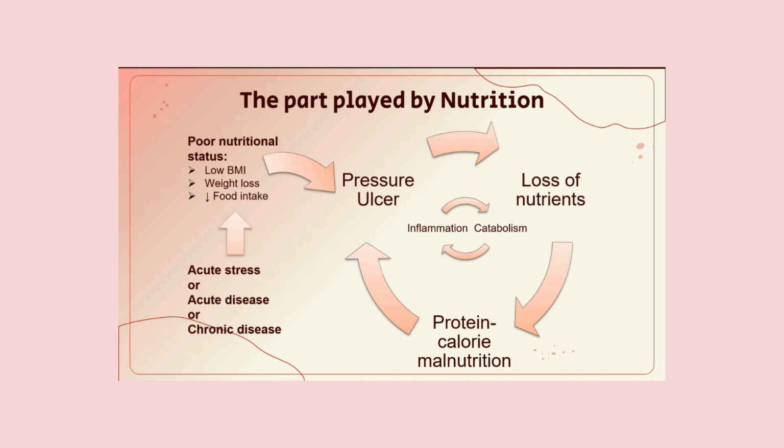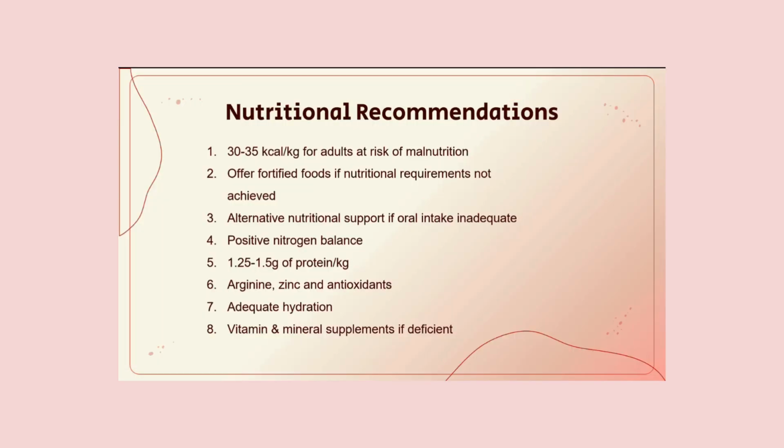The pressure ulcer is essentially an inflammatory process which results in catabolism. Due to this inflammatory process, as well as the exudate, there will be loss of nutrients, which results in protein calorie malnutrition. All these things will end in a vicious cycle. So it's essential that we stop this malnutrition wherever needed.